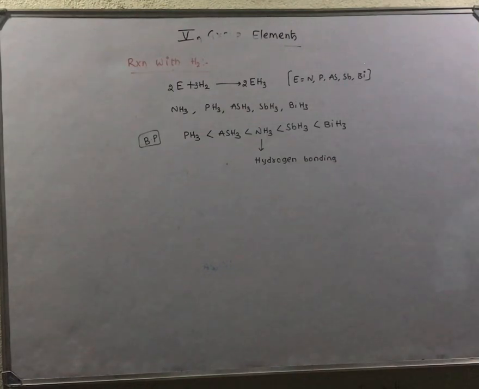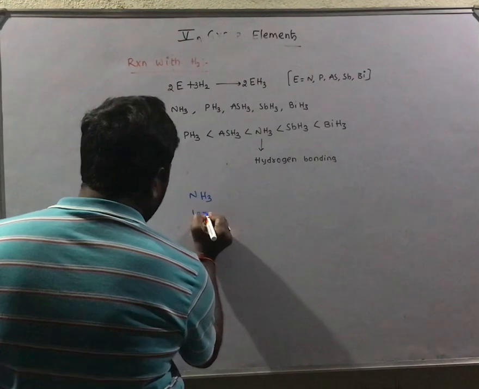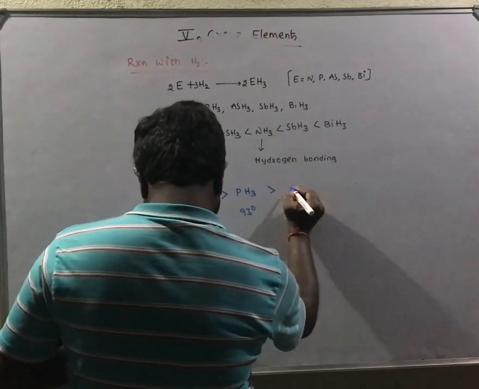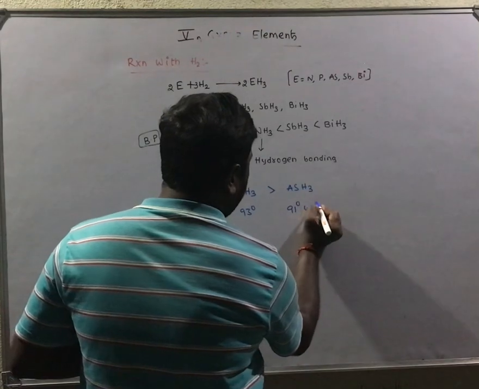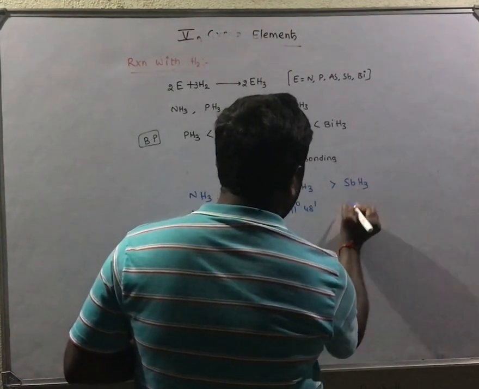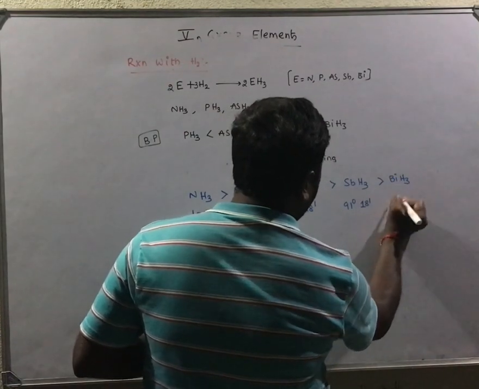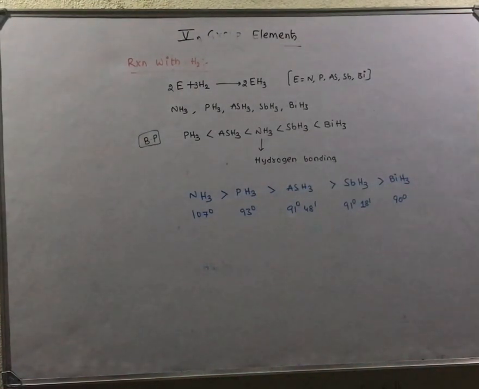Next, bond angles. This also decreases from top to bottom. Ammonia NH3 bond angle is 107 degrees. PH3 bond angle is around 93 degrees. AsH3 bond angle is around 91 degrees 48 minutes. SbH3 bond angle is 91 degrees 18 minutes. And the last one, BiH3, bond angle is 90 degrees. What happened as we go from top to bottom? Bond angles decrease.